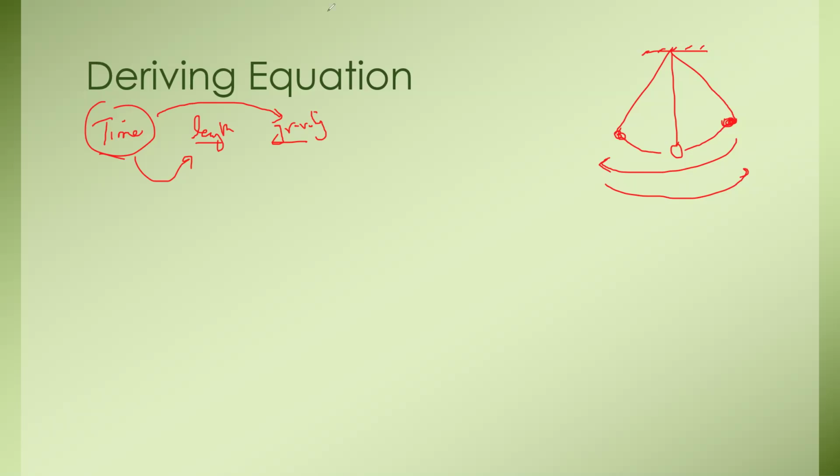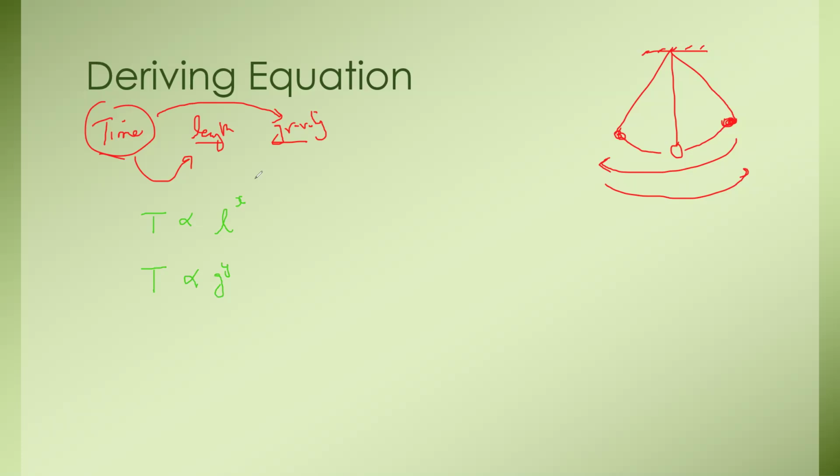If I'm finding the relation between the time period and the length, I will say the time period is directly proportional to length raised to power x. x can be any value. We don't know, that's why we call it x. And the second relation I'm finding is between the time period and the gravity. So I say the time period is directly proportional to gravity raised to power y.